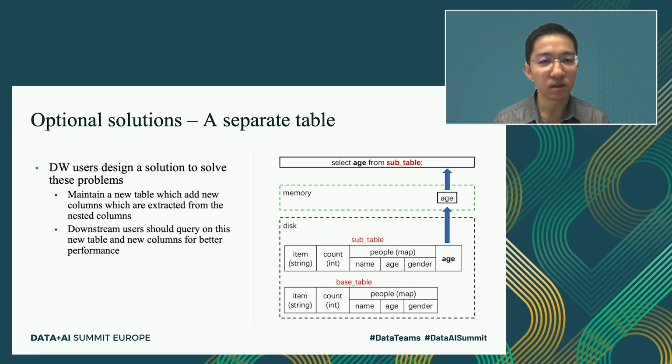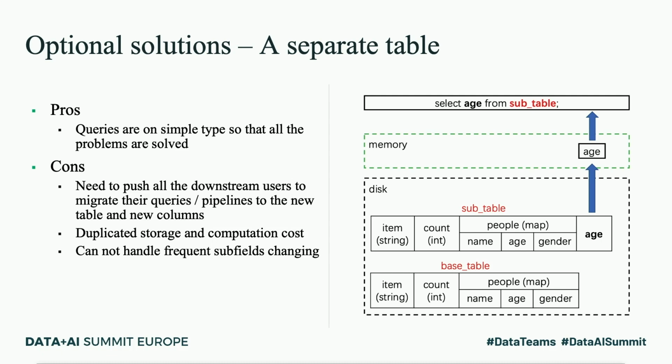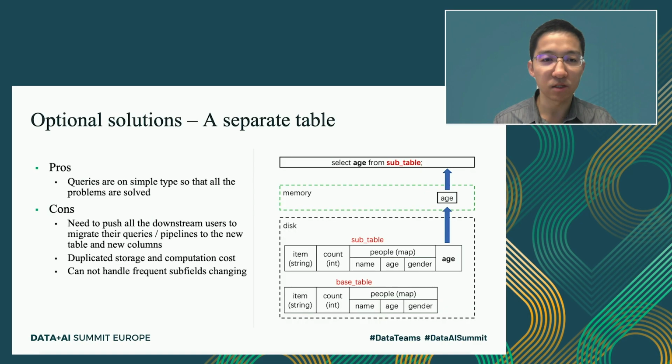Actually, in Bytedance, some users tried this solution, but it has some drawbacks. Firstly, we need to push all the downstream users to migrate their queries or pipelines to the new table and the new columns. But sometimes it may be impossible because there are tens of or even thousands of downstream users. So it's not easy to push them to migrate their jobs.